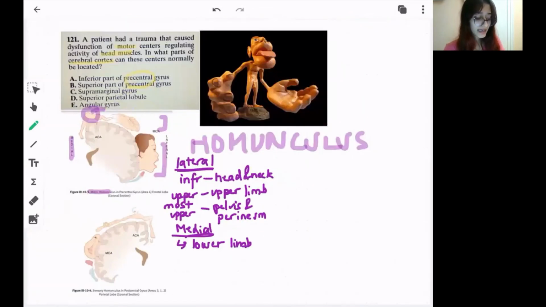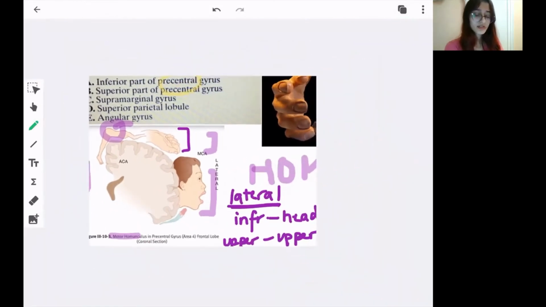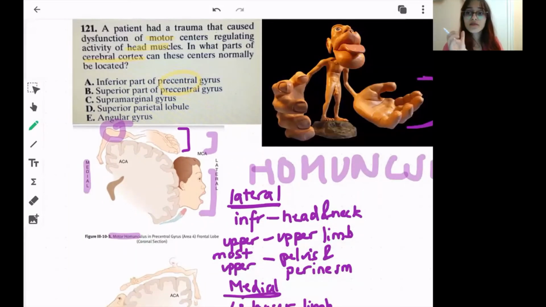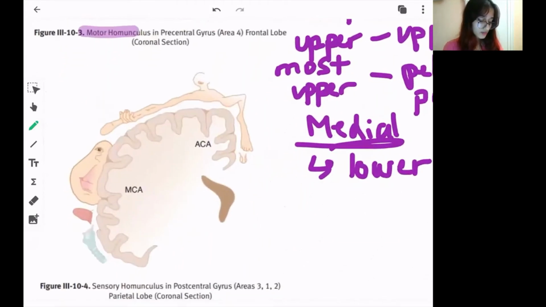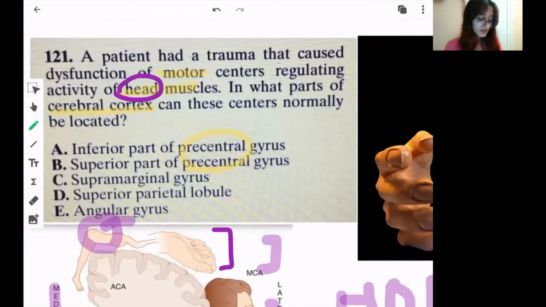So this is the diagrammatic representation of various parts of the body on the motor cortex or the sensory cortex. In this picture, you can see that the hands have more area distributed on the cerebral cortex because of the fine movements of the hand. And this is a sensory homunculus. It is not as important as the motor homunculus, but still if you want to refer to it, you can. So again, in this question, they were asking about the muscles of the head. So the inferior part of the precentral gyrus.